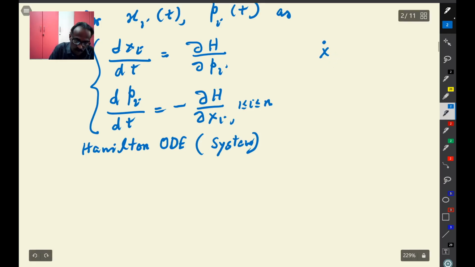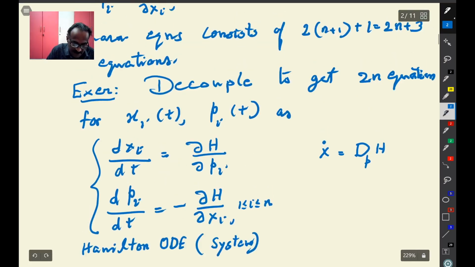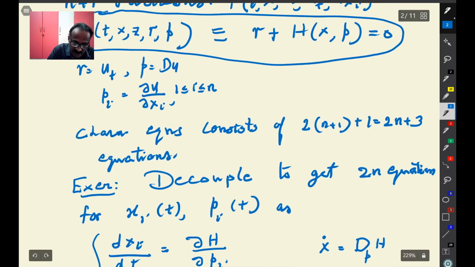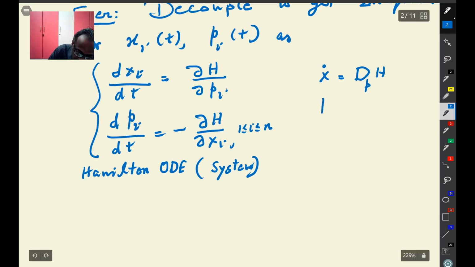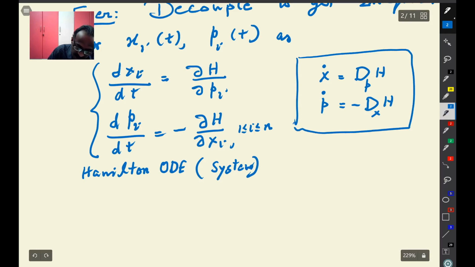So we will write x dot, meaning x1 dot through xn dot, equal to the derivative of h with respect to p. So we are going to eventually use this notation. So h is a function of x and p, and your p dot is equal to minus the derivative of h with respect to x. So this is a compact notation for the same representation. So we will be using this notation throughout this class.